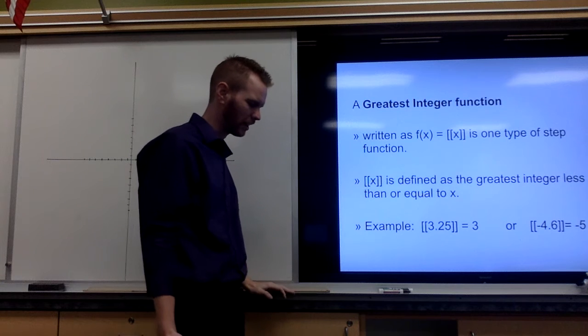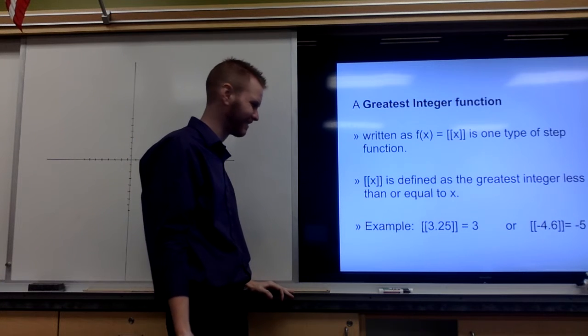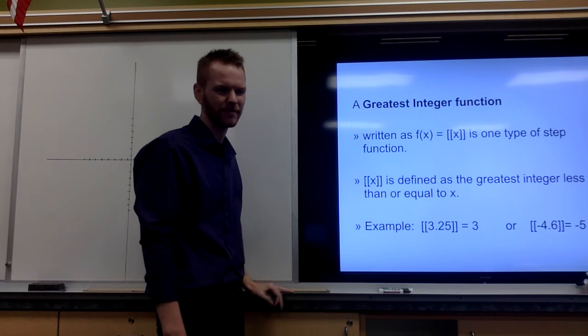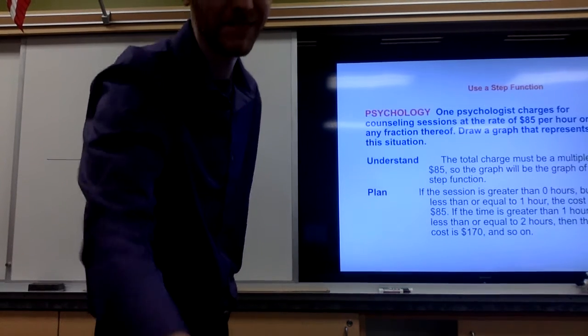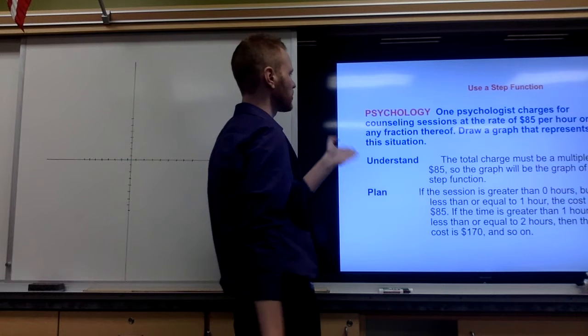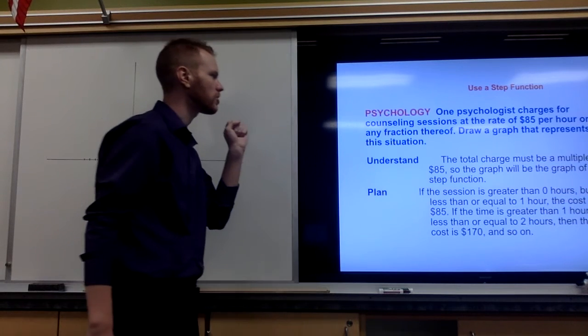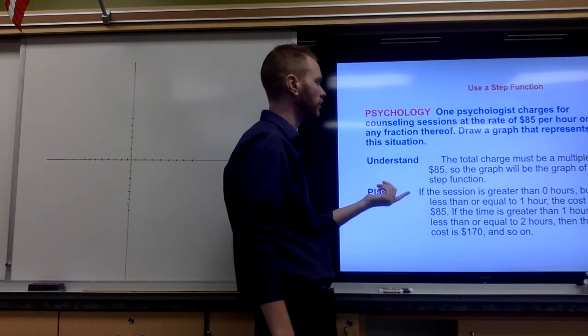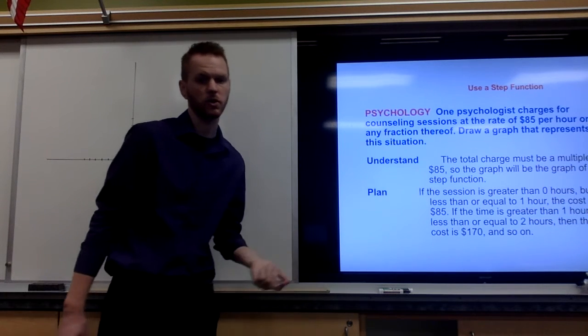So the real question becomes, why? Why even have this notation? When is this usable? Hey, here's an example that will show you. Okay? So psychology. A psychologist charges counseling sessions at a rate of $85 per hour and any fraction thereof. Draw a graph that represents the situation.